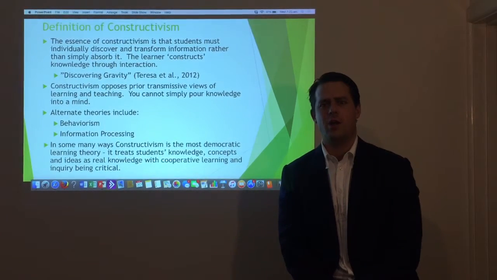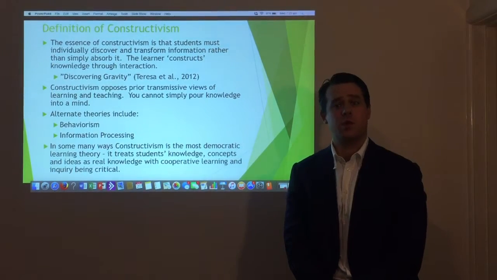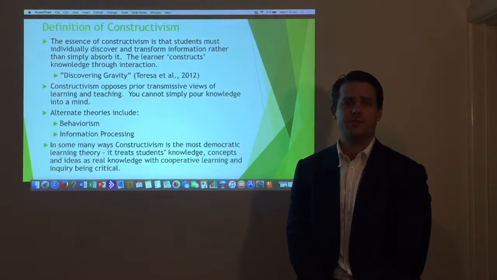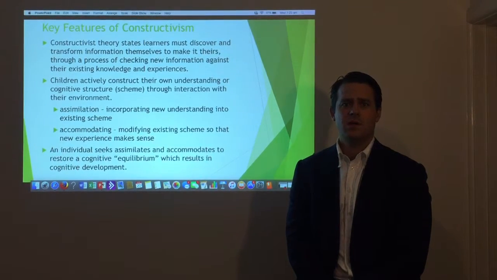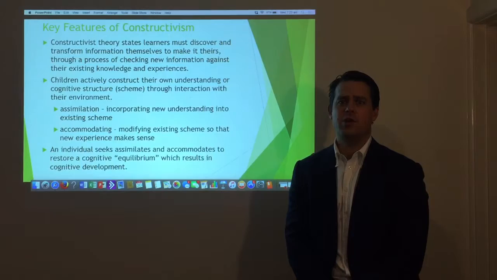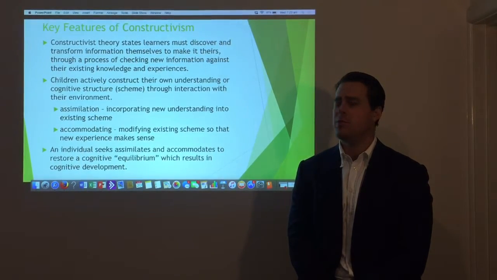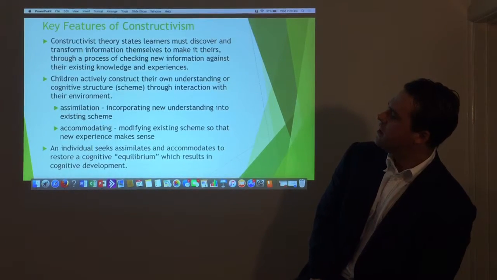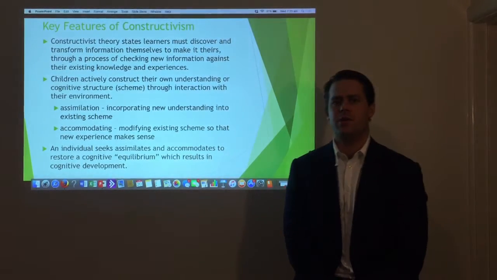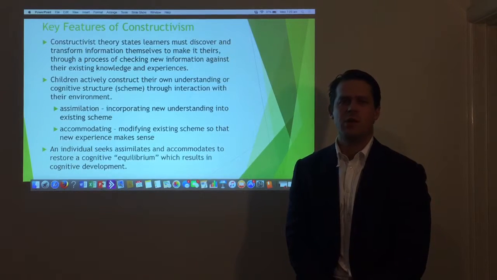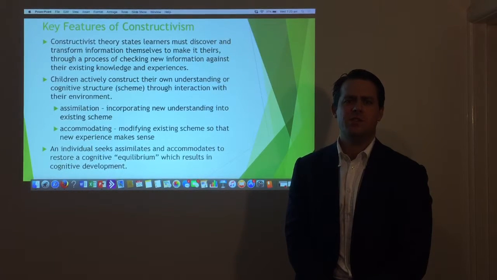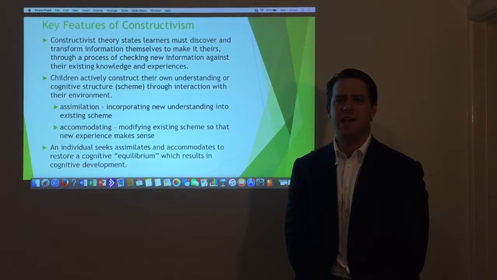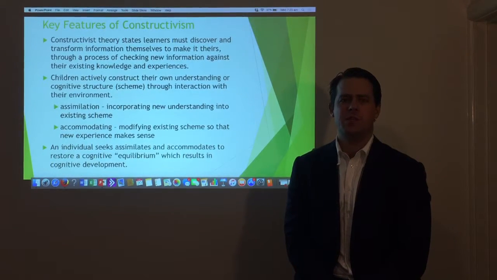It treats students' knowledge, concepts and ideas as real, with cooperative learning and inquiry being critical. Constructivism theory states learners must discover and transform information to make it theirs through a process of checking new information against their existing knowledge and experience. Jean Piaget, who I'll come to in a minute, said that students actively construct their own understanding through these cognitive structures or schemes and interaction with the environment.